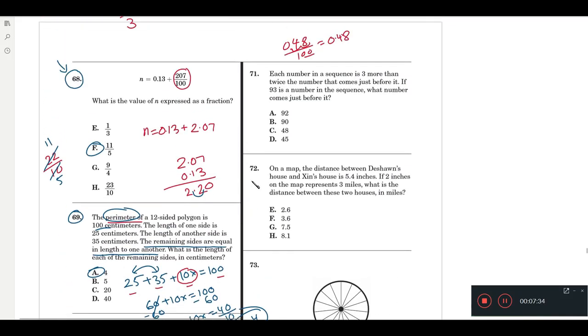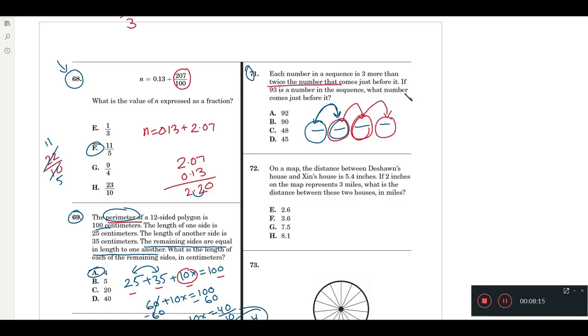All right. Now let's continue to number 71. Each number in a sequence is 3 more than twice the number that comes just before it. So there's a sequence going on. Whatever the number before it is, 2 times this plus 3 will give you the next number. Again, whatever is here, you times it by 2, add 3, you're gonna get the next one. That's what they're saying.